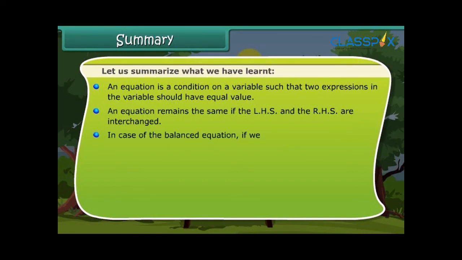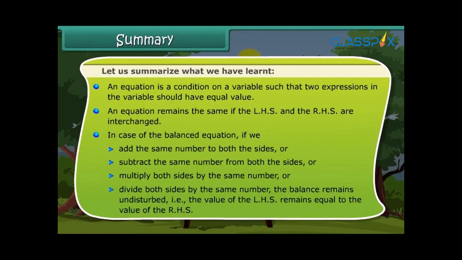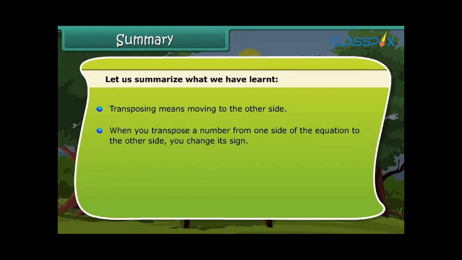In case of a balanced equation, if we add the same number to both sides, or subtract the same number from both sides, or multiply both sides by the same number, or divide both sides by the same number, the balance remains undisturbed. That is, the value of the LHS remains equal to the value of the RHS. Transposing means moving to the other side. When you transpose a number from one side of the equation to the other side, you change its sign.